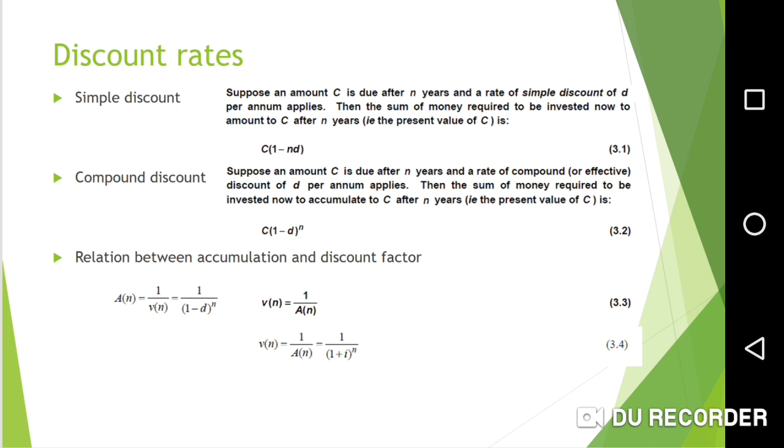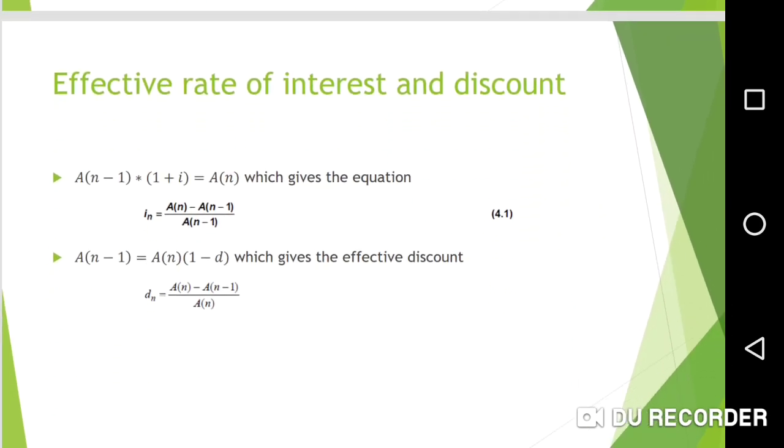In the same way, for the compound discount rate, present value by (1 minus d) whole power n is equal to C. Relationship between accumulation and discount factor: the accumulation factor is nothing but (1 plus i) whole power n, otherwise 1 by (1 minus d) whole power n. So these concepts should be clear now.